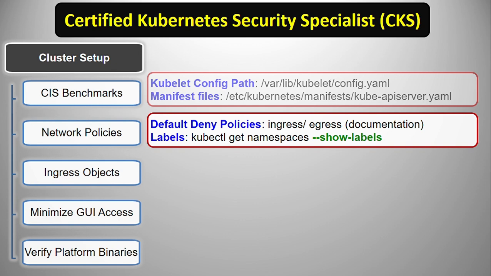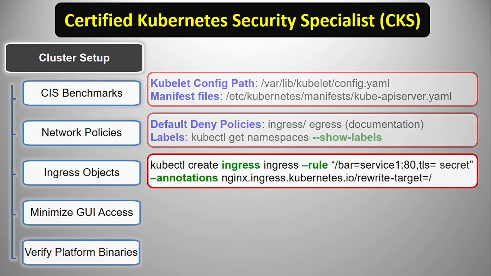An ingress object manages external access to the service in a cluster. If there is an ingress question, use the imperative command as flashed on the screen. TLS secret can be incorporated as shown to enable HTTPS secure communication.